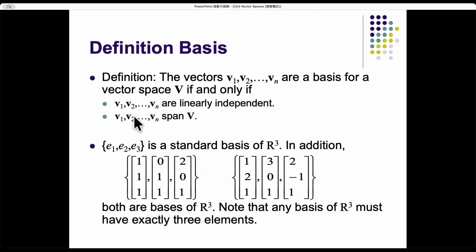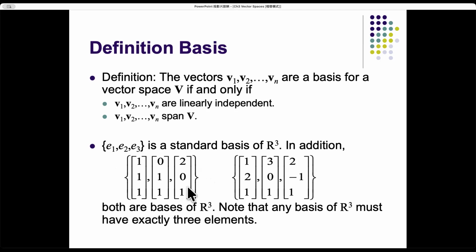you have to show it satisfies the above two requirements. First, you need to show these three vectors are linearly independent. In other words, A times the first column vector plus B times the second column vector plus C times the third column vector equals 0. The only possible solution for A, B, C will be 0.